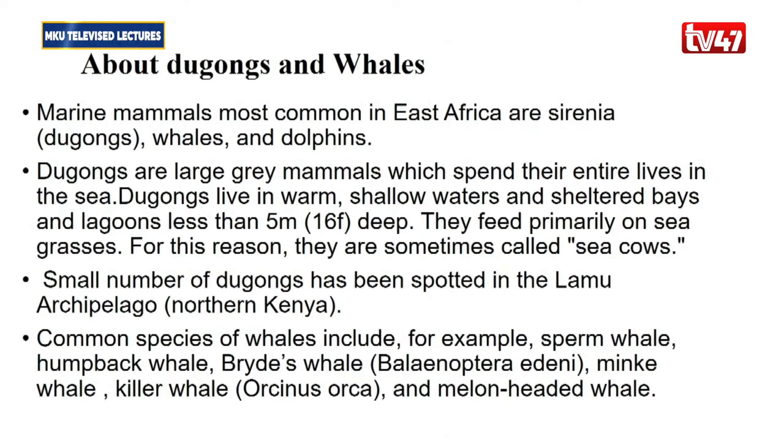The other one is the common species of whales, which include, for example, sperm whale, humpback whale, like the one I've showed you. There's also the Bryde's whale, that is Balaenoptera edeni, minke whale, killer whale, which is Orcinus orca, and melon-headed whale. These are the species of whales normally found in the deep seas or the marine ecosystem.